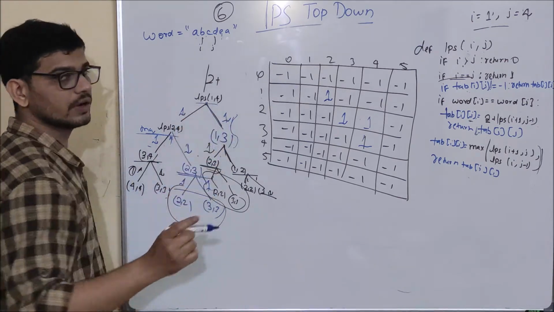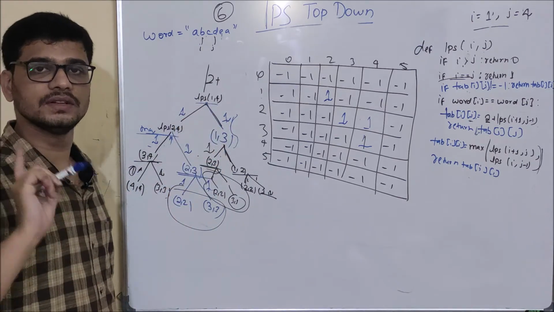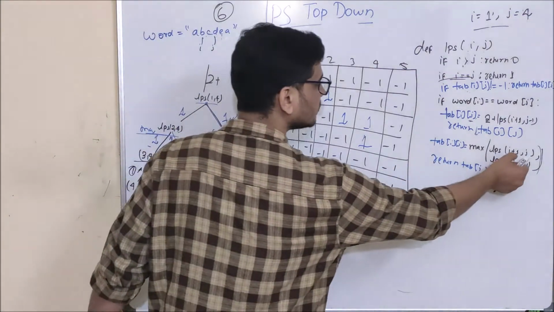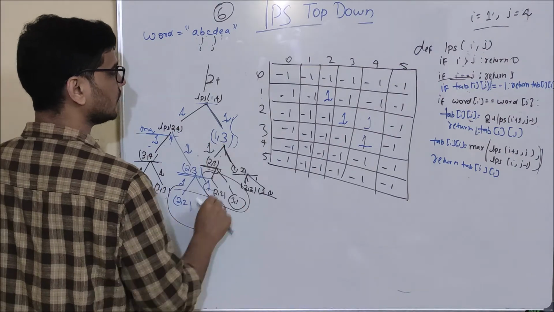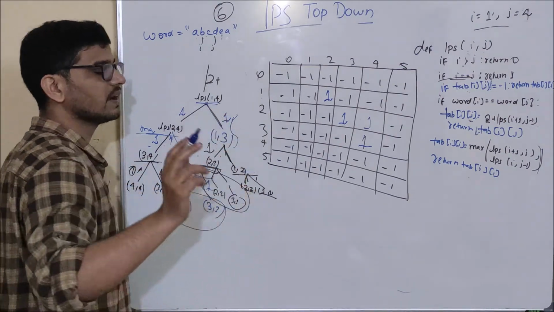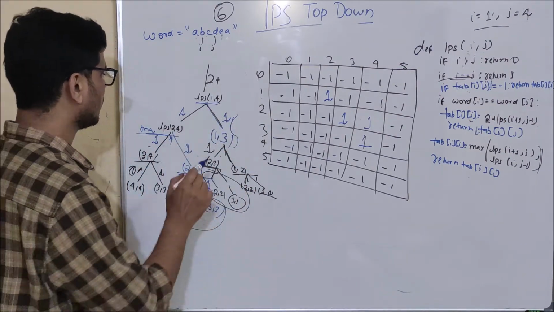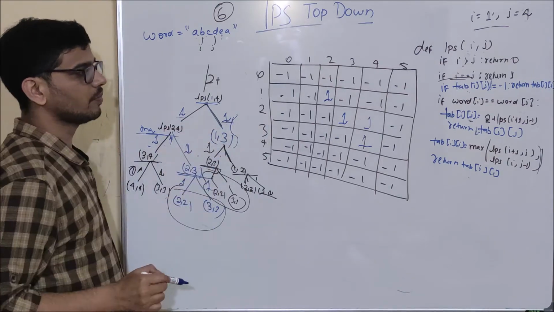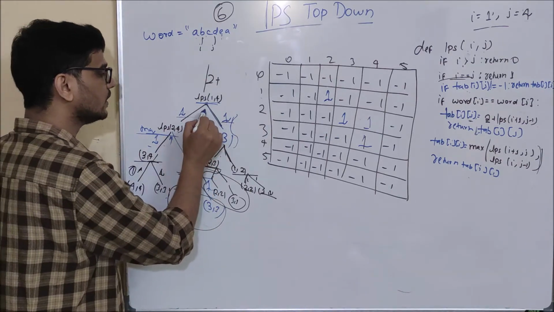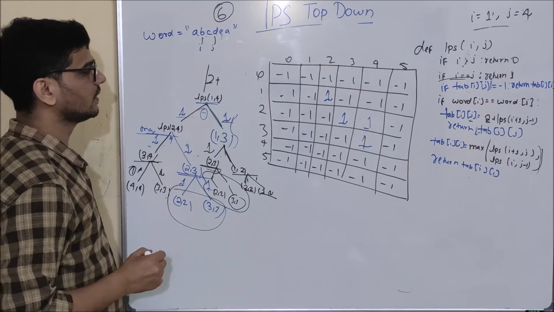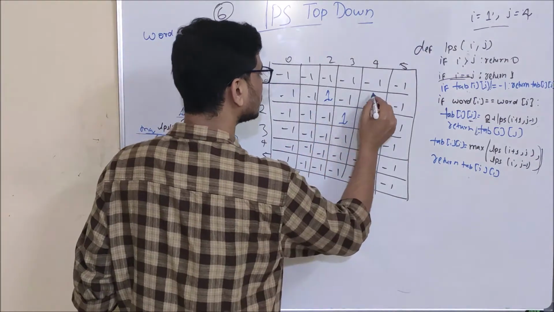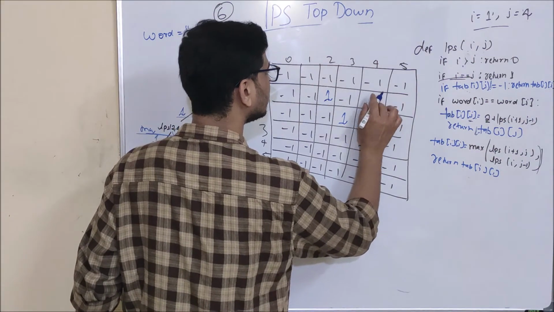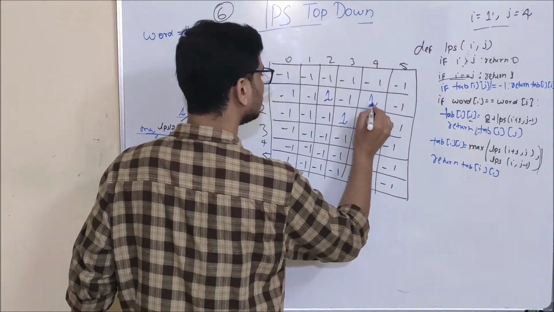Now LPS of 1 comma 4 has got what? Its values, that is this and this, that is LPS of 2 comma 4 and 1 comma 3. Now it will pick a max between these two values. And what is the max? 1 comma 1, so it is 1 only. Then what will it do? It will update in the table.